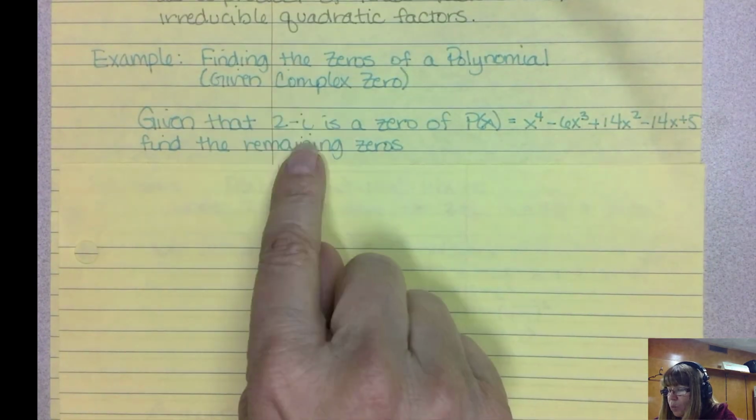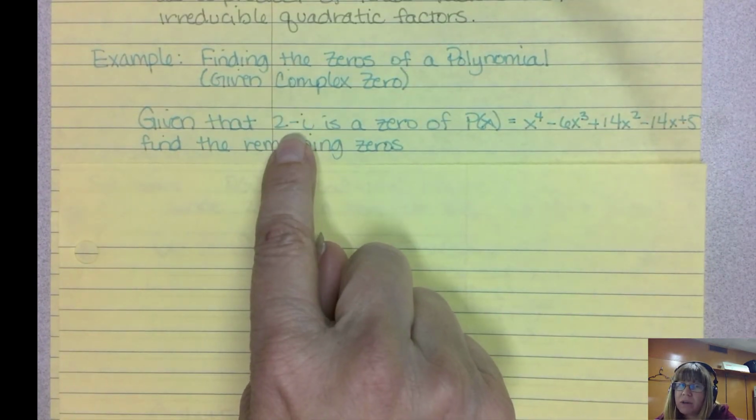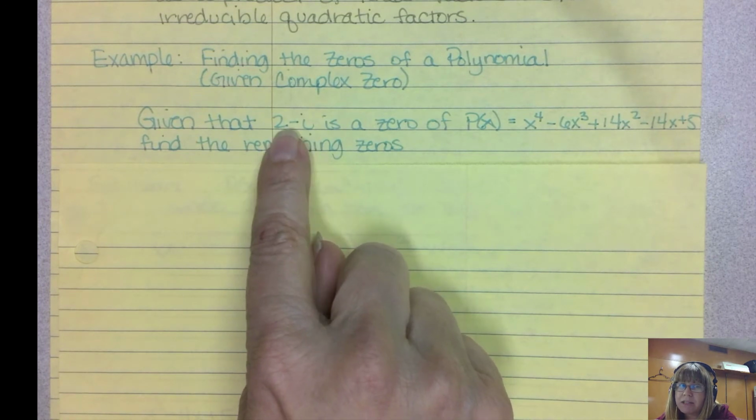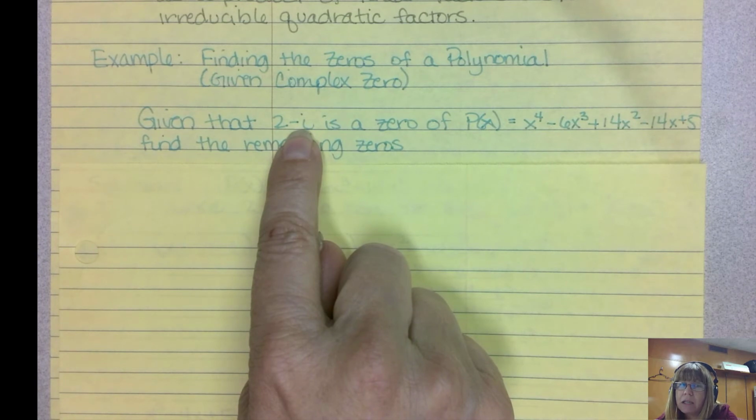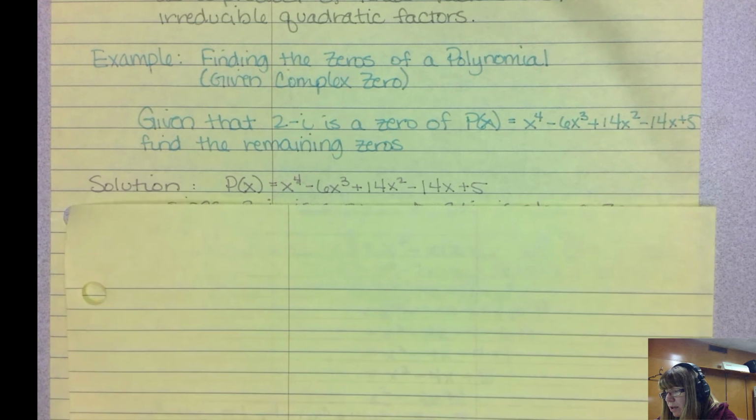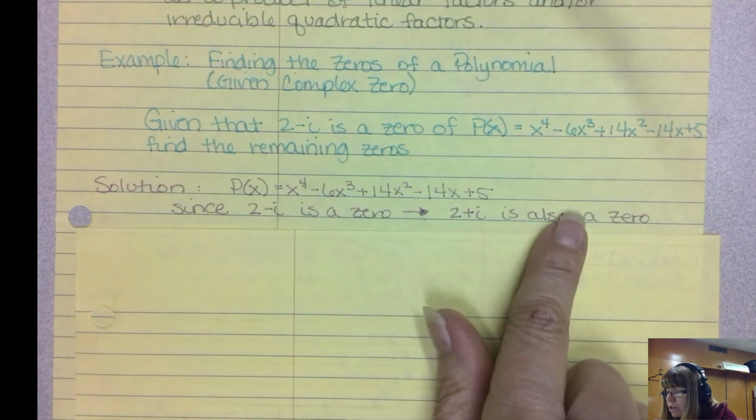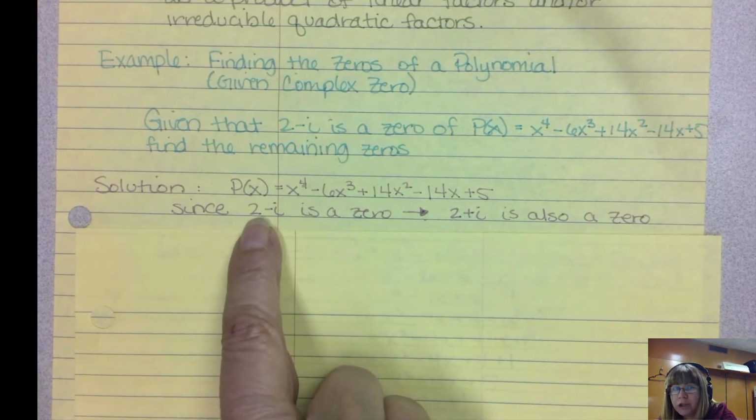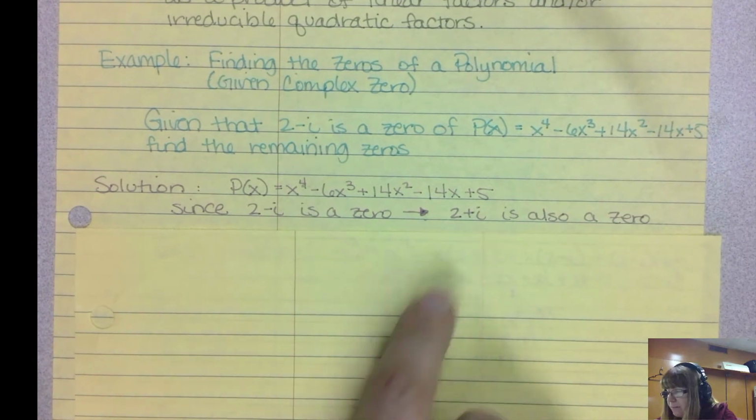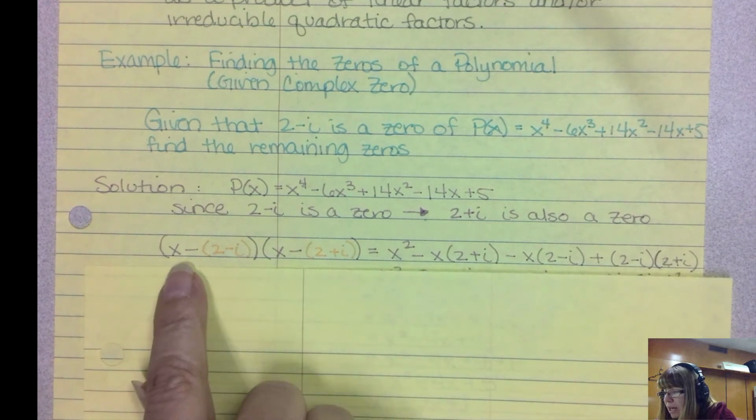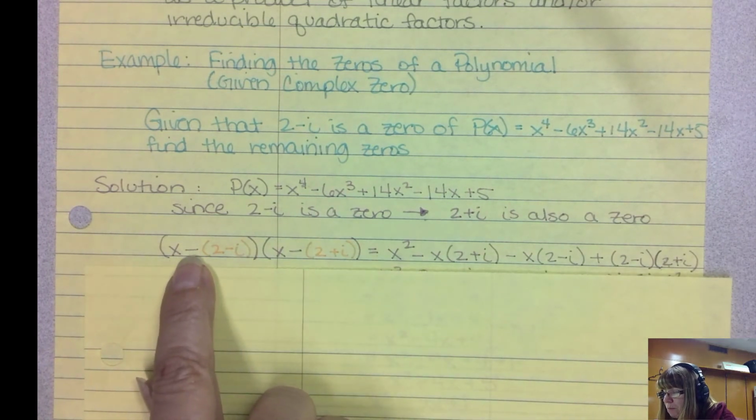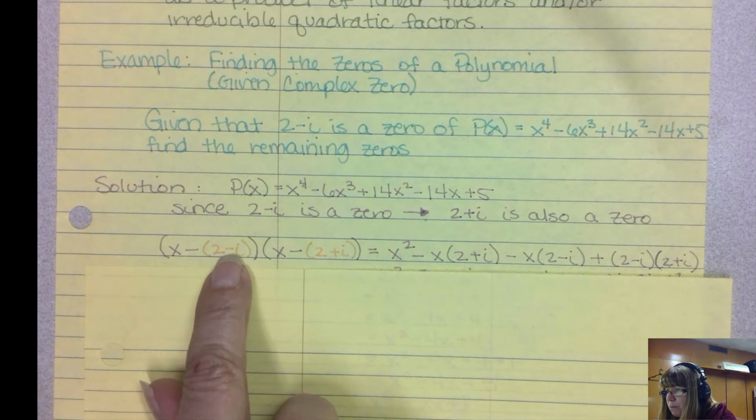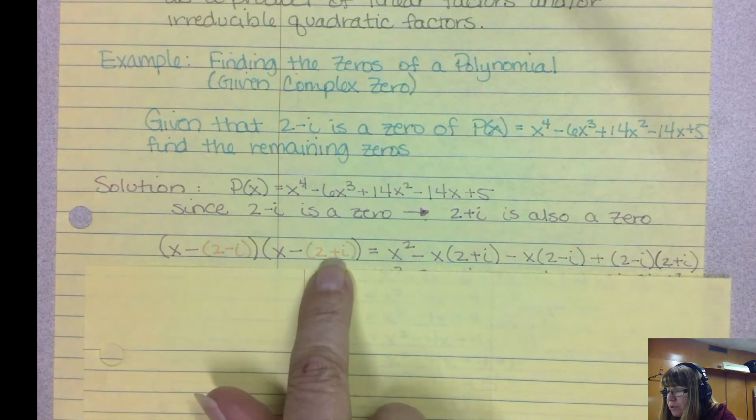Okay, we are given one of these zeros. Well, we can find another one very easily because remember, these come in pairs. This is a complex zero, so we know that 2 plus i is also a zero. All right, so we know that we have 2 of our 4 possible solutions, 2 minus i and 2 plus i.